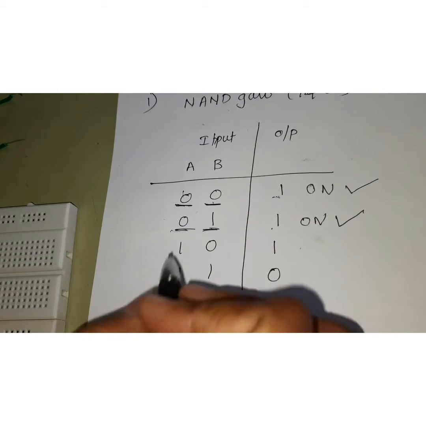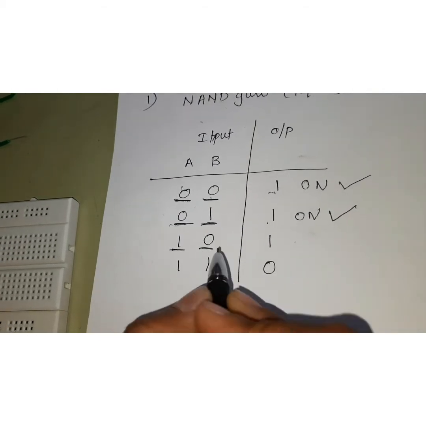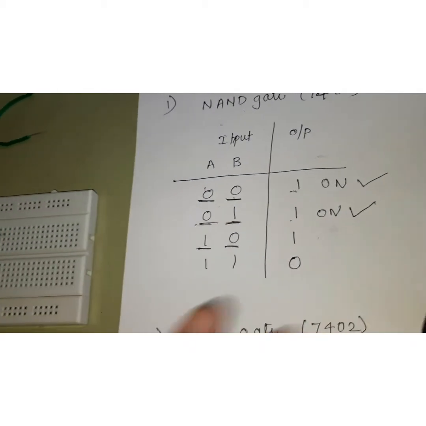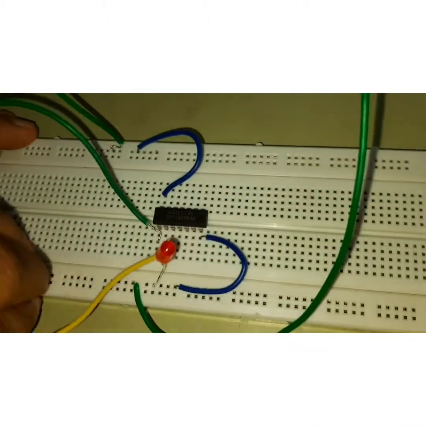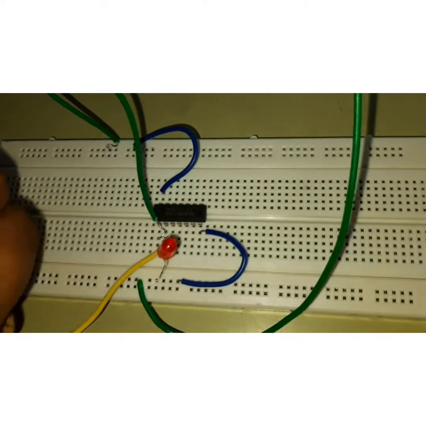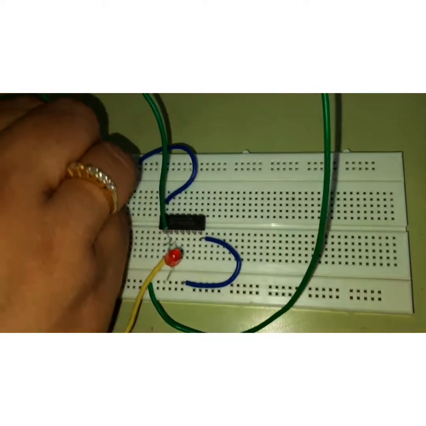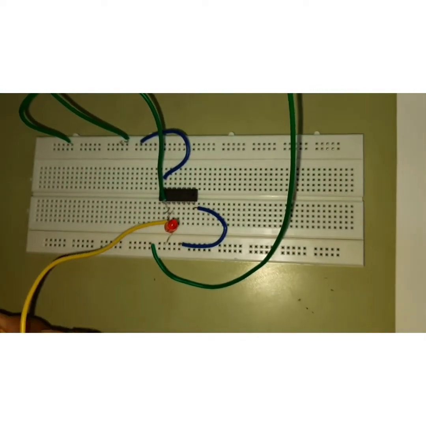Now I'll verify the third: A is 1 and B is 0. So now we'll verify here. I'm going to connect A to 1. A is the green wire. So A is connected to VCC, B is connected to ground.